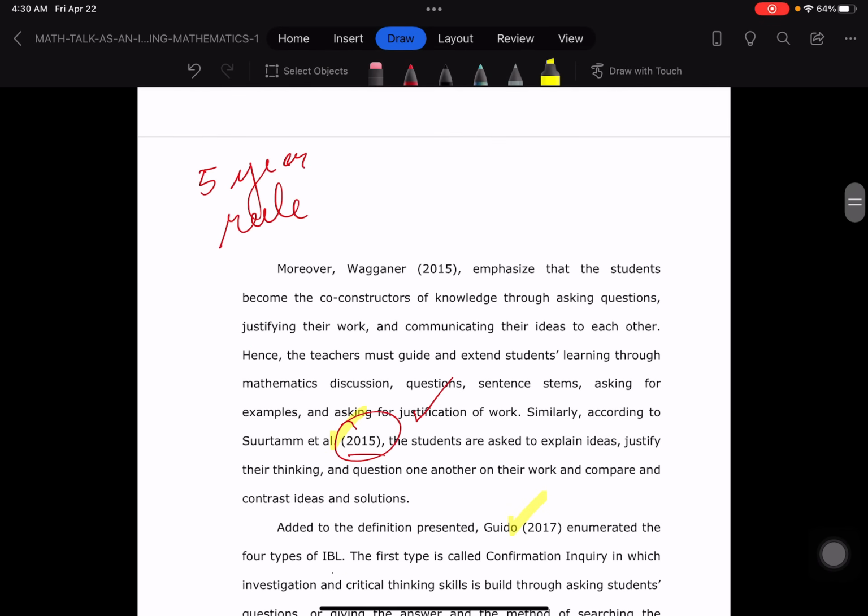But before we move on to the next part, this 5-year rule in literature review is what we use in our institution. So what do we mean by 5-year rule? If the current year is 2022, so you subtract 5, then you have 2017.